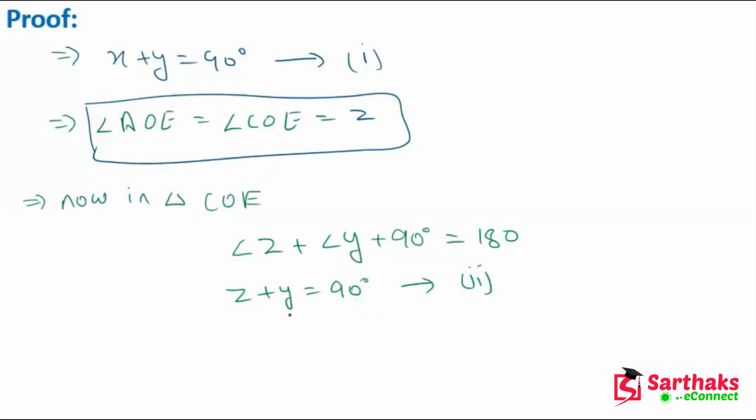My dear friends, now we have two equations. If we compare these equations, we get x plus y is equal to z plus y, and from this, y will be cancelled. We get x is equal to z. I hope, my dear friends, you get this point.